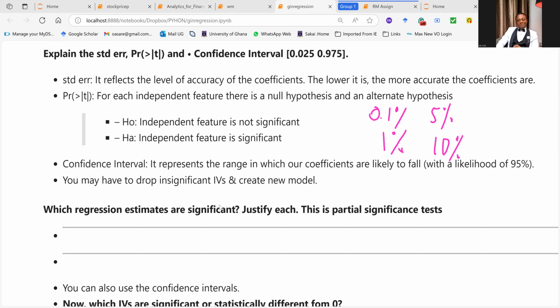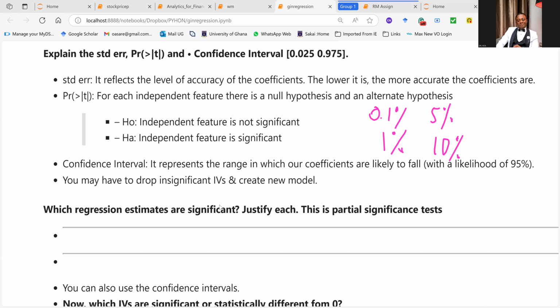All right, let's move on to the next one. The next thing in our exercise is this question about which regression estimates are significant. I've left it as a gap for you to fill in. You have to go through each one of them and indicate why it is significant, why it's not significant. You will face a similar one in your assignment and in your exams, so it's important that you know how to execute it.